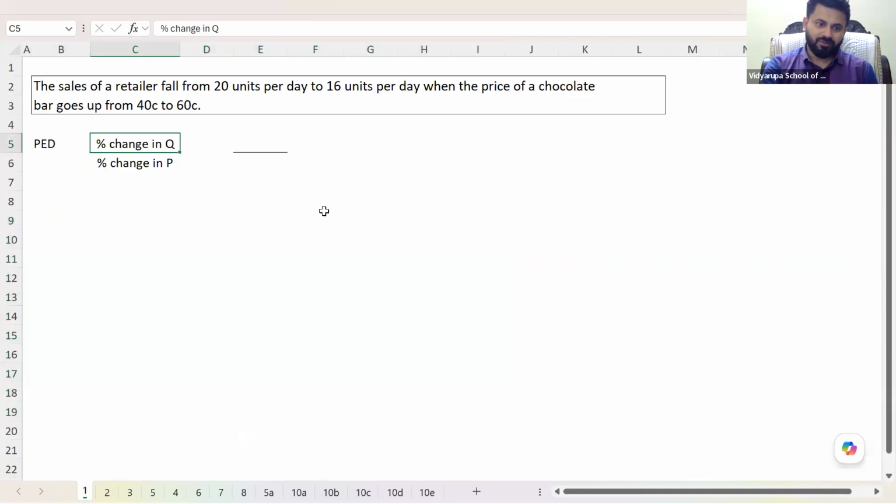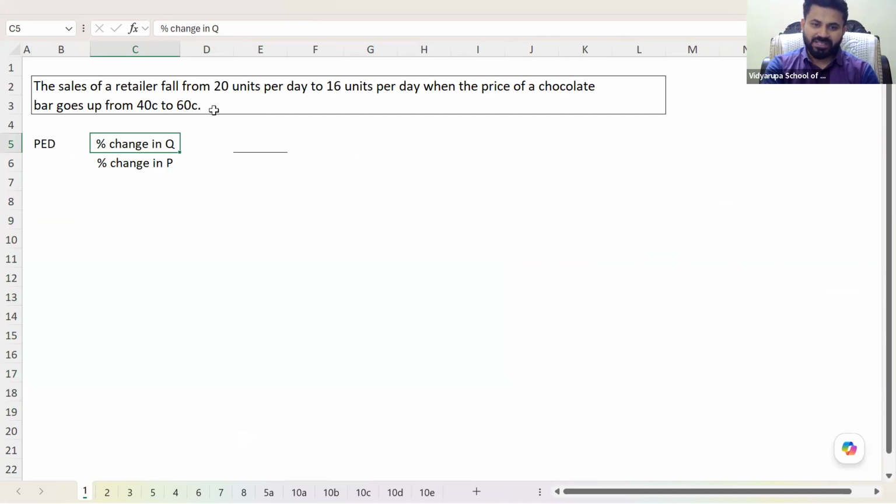The formula, for your reference, I have put it there. You're looking at a small example. I want you to calculate the PED. What is PED? Price elasticity of demand. Right? PED is price elasticity of demand. I want you to calculate.